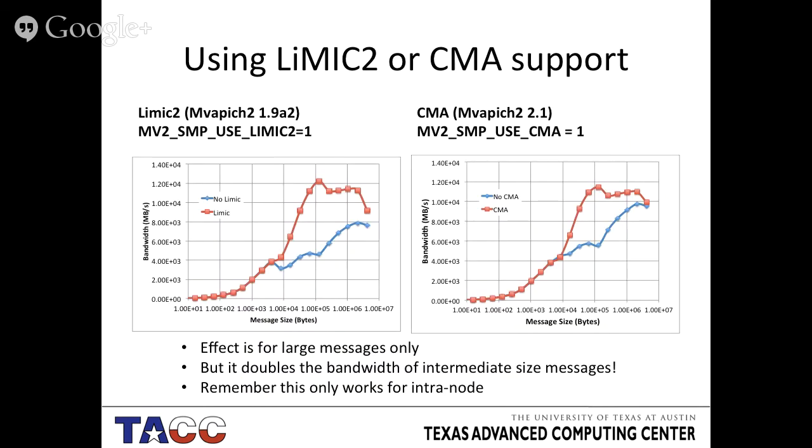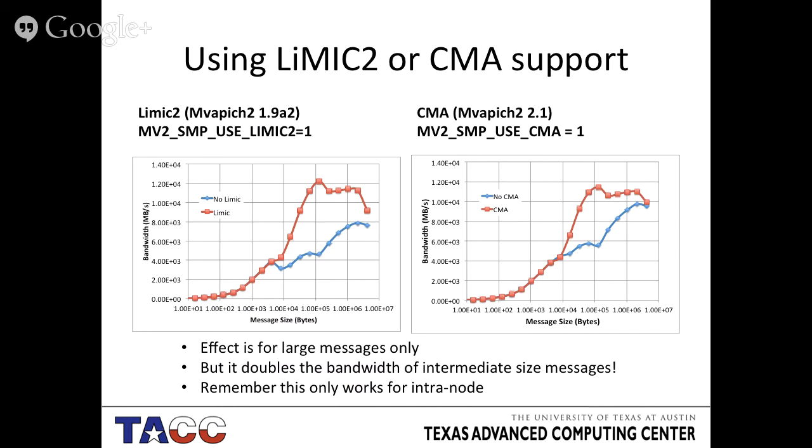On the left-hand side, you see a figure for LiMIC 2. If you disable LiMIC 2, you will get the blue line, and so your maximum on-node bandwidth would be about 8 gigabytes per second, which is pretty nice, significantly higher than the network bandwidth at any rate, which is 6.2. But if you enable LiMIC 2, you could get a maximum of up to almost 12 gigabytes per second, which is almost the maximum memory bandwidth you can get out of a thread accessing memory. So the change is very significant.